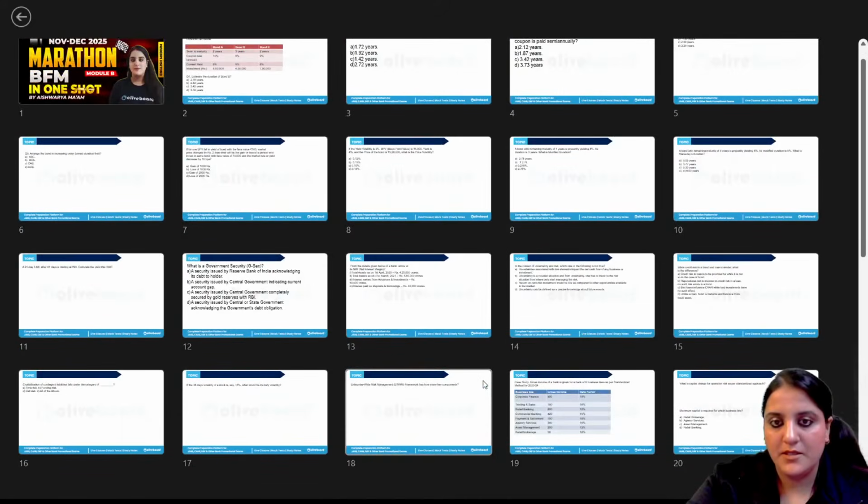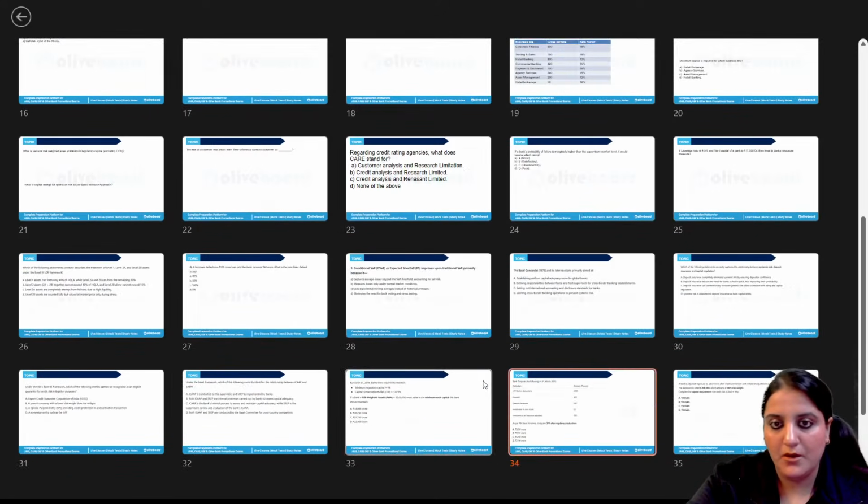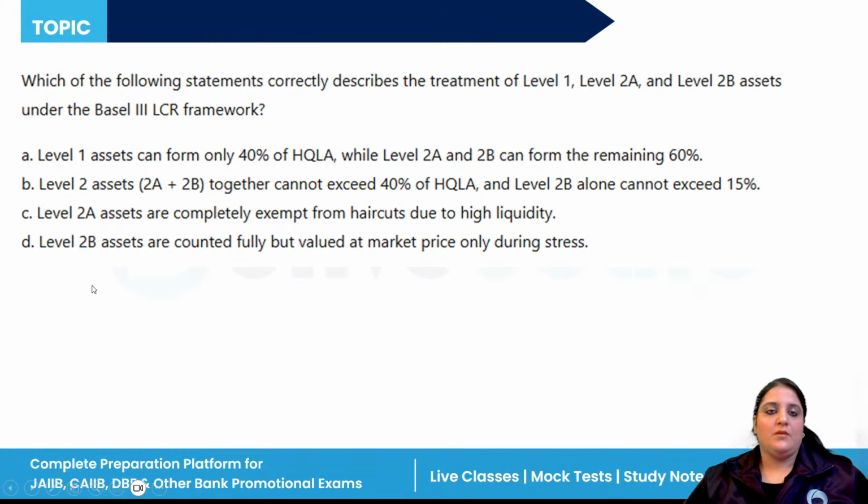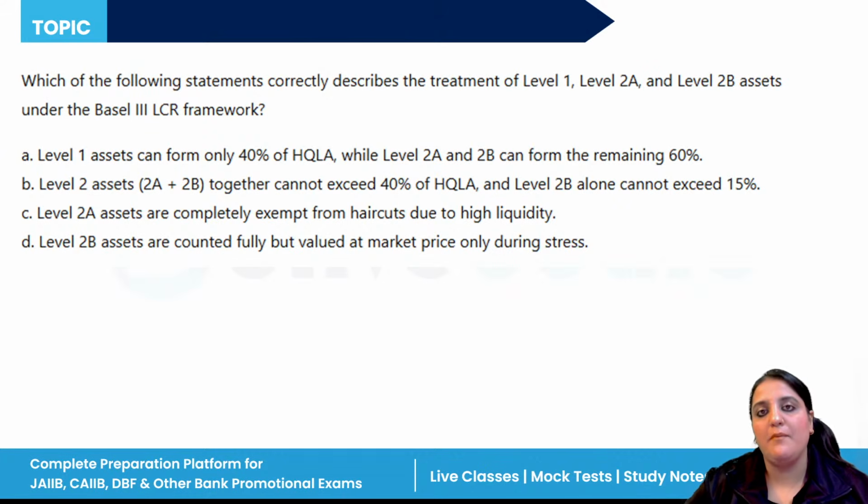Now let me tell about this question, because if we are talking about module B, we have to talk about HQLAs. Which of the following statements correctly describes the treatment of Level 1, Level 2A, Level 2B assets under the Basel III LCR framework?